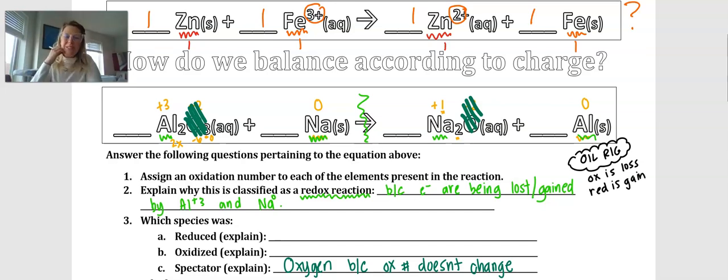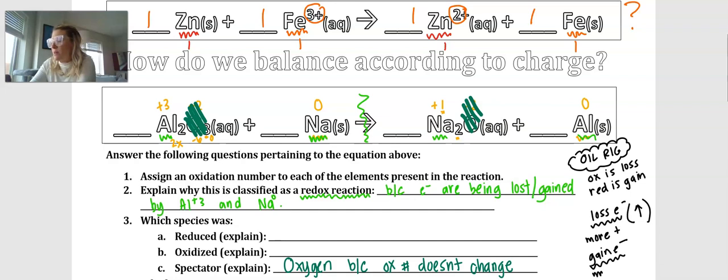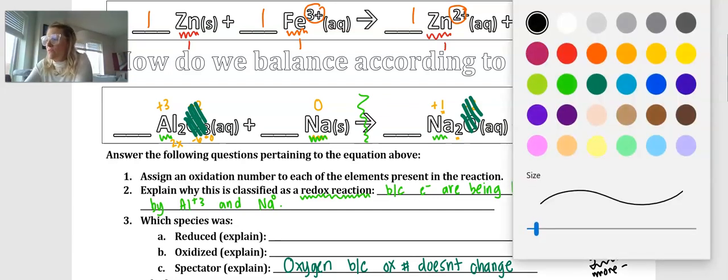And for those of us that are still struggling with determining if there's a loss of electrons or a gain of electrons, something else I do like to write on the paper is that a loss of electrons is going to result in your charge or your oxidation number becoming more positive, or we're going to see an increase. And a gain of electrons means that my oxidation number is becoming more negative, or we're going to see it decrease in value.